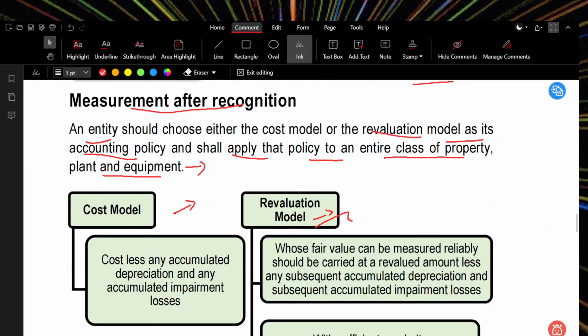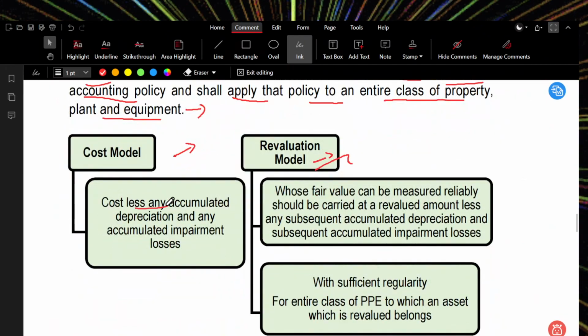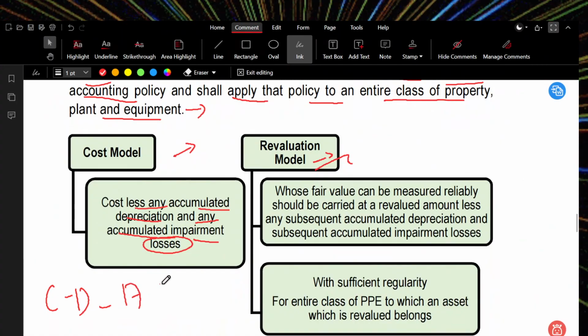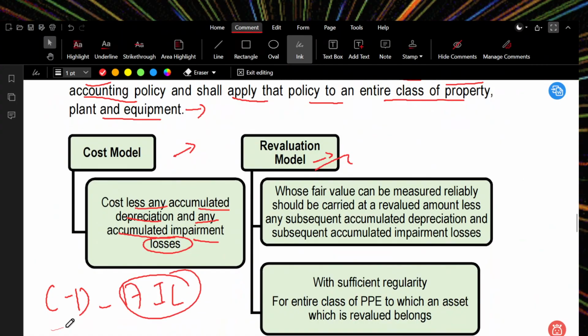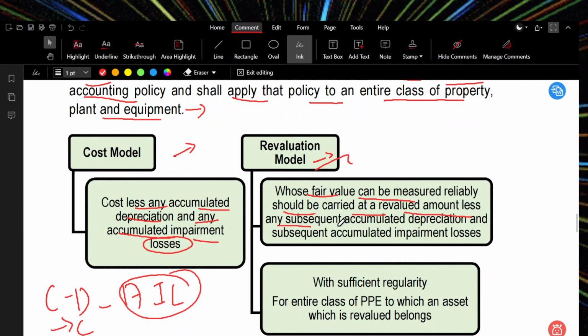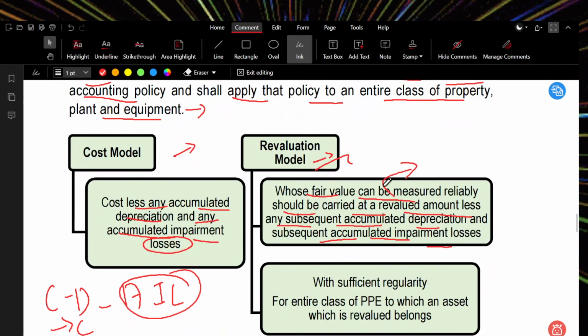Cost model is cost less any accumulated depreciation, less any accumulated impairment losses. That is the cost model. Cost minus depreciation minus any accumulated impairment losses. What is a revaluation model? If the fair value can be measured reliably, the asset should be carried at a revalued amount less subsequently accumulated depreciation and subsequently accumulated impairment losses. Okay.